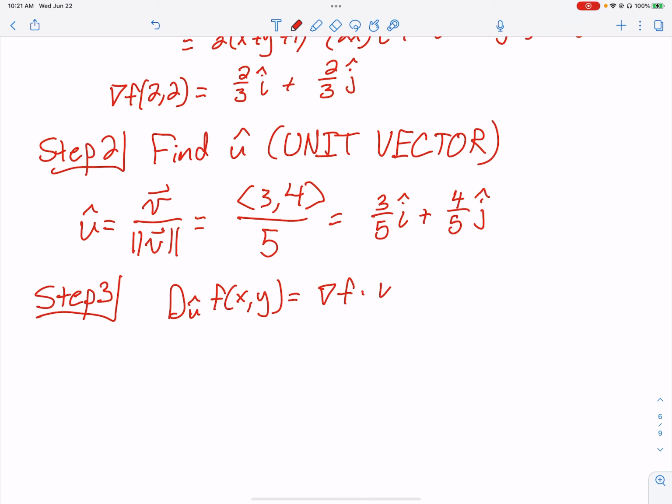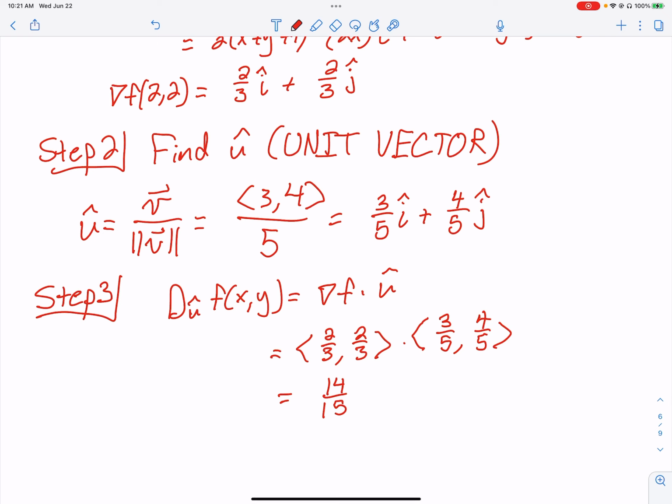Del f dotted with the unit vector. So I have 2/3, 2/3 dotted with 3/5, 4/5. Once we multiply and add all that out, we get 14/5. This is a slope of that surface. It's a tangent line, the slope of the tangent line at the point on that surface.